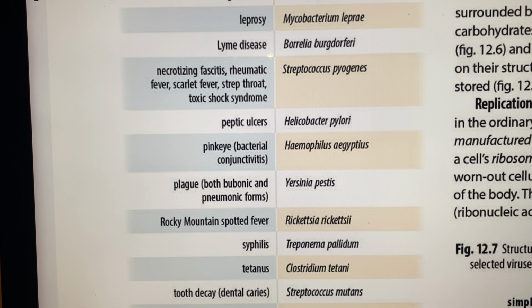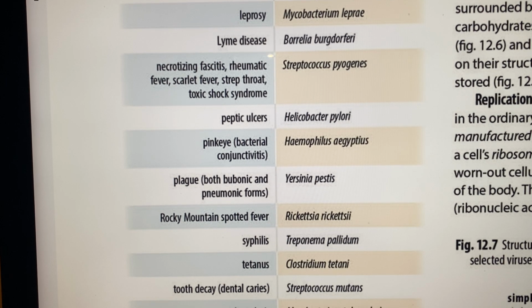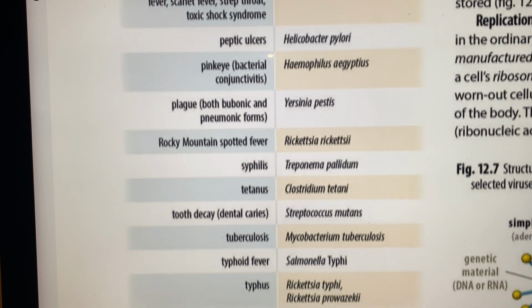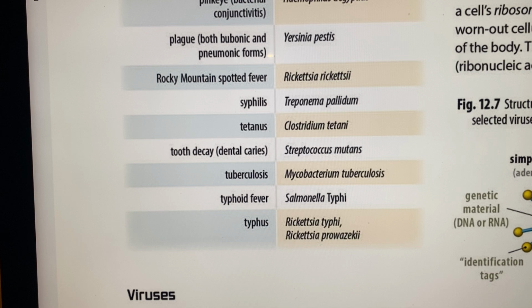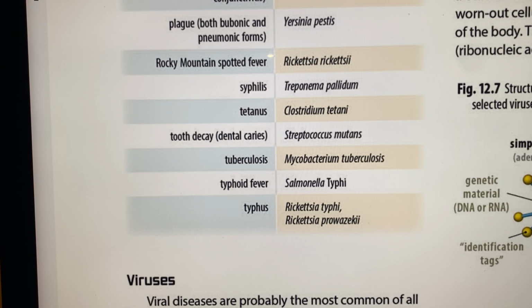conjunctivitis, the plague, both bubonic and pneumonic forms of the plague, Rocky Mountain spotted fever, Rickettsia, syphilis, tetanus, tooth decay, dental caries, Streptococcus mutans, tuberculosis, Mycobacterium tuberculosis, typhoid fever, Salmonella typhi, and typhus. They're not the same. Rickettsia. These are two different things caused by two different bacteria.